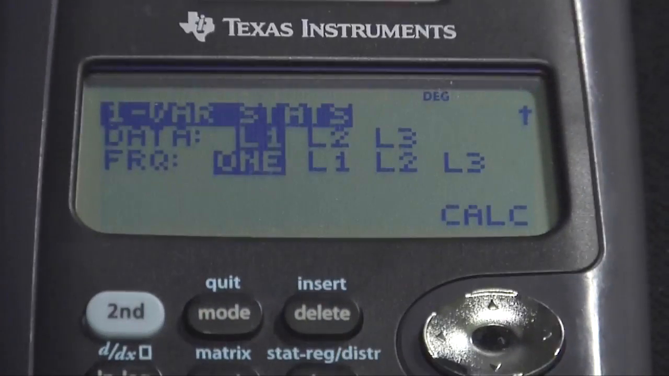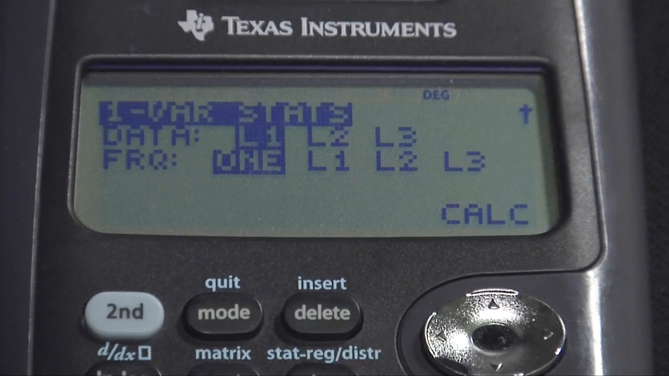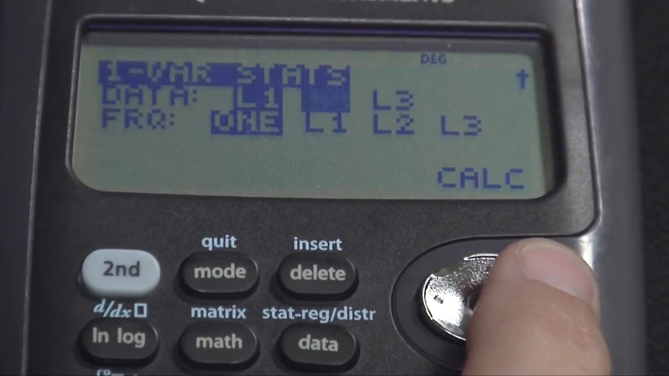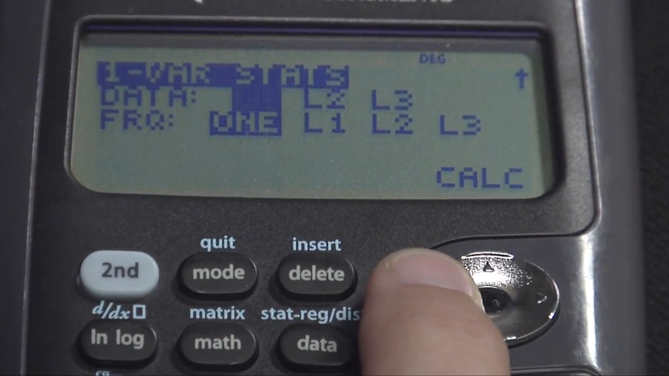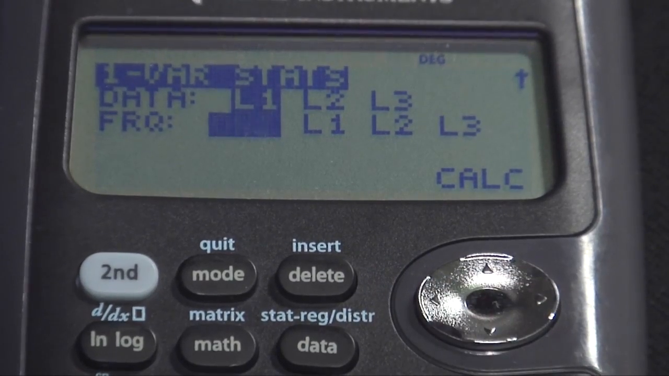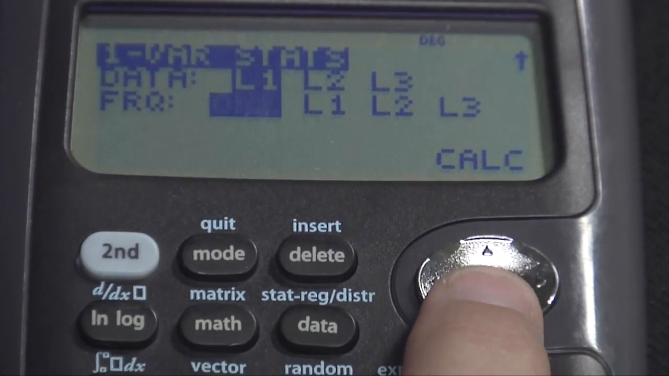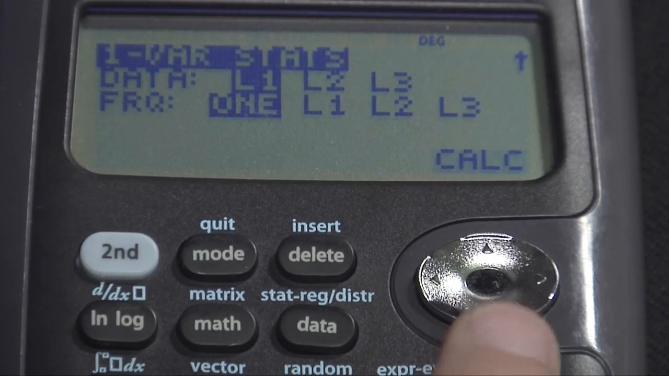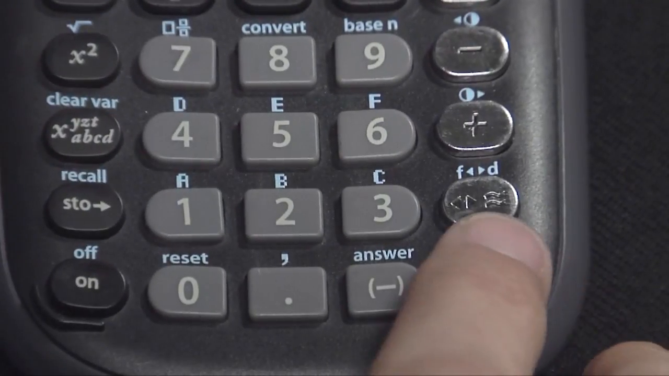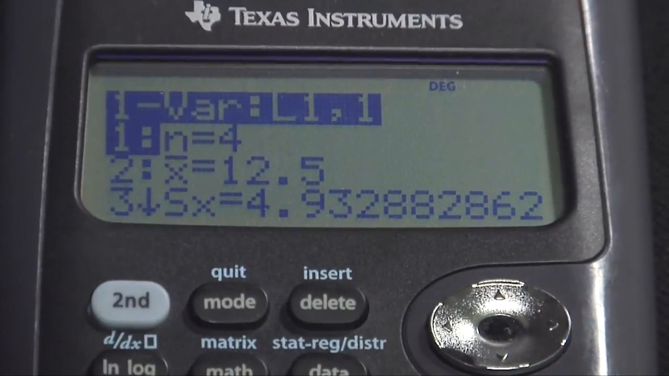since that's what I want. All of my data is stored in list 1, otherwise I could have arrowed over if I had data in other lists. All of those numbers are going to show up just once, so I can arrow down again to hit Calc. And at this point, I hit Enter. Maybe you could hit arrow down again.